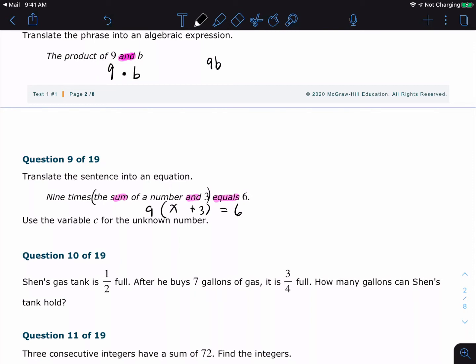Everywhere it says product, quotient, sum, difference, you put the operator at the word and. And then what's to the left gets put to the left of the operation. What's to the right gets put to the right of the operation. And that should be your solution there.